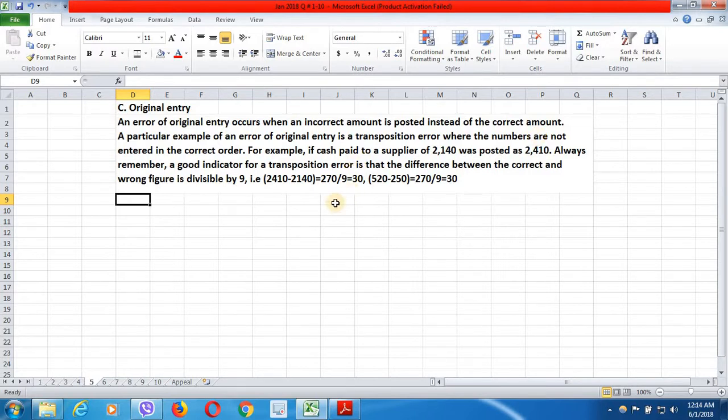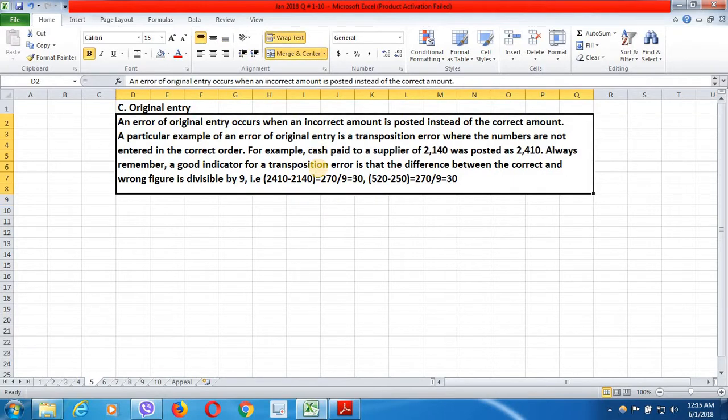A particular example of an error of original entry is a transposition error, where the numbers are not entered in the correct order. For example, cash paid to a supplier of 2,140 pounds was posted as 2,410 pounds. Always remember, a good indicator for a transposition error is that the difference between the correct and the wrong figure is divisible by 9. That is, 2410 minus 2140 equals 270.